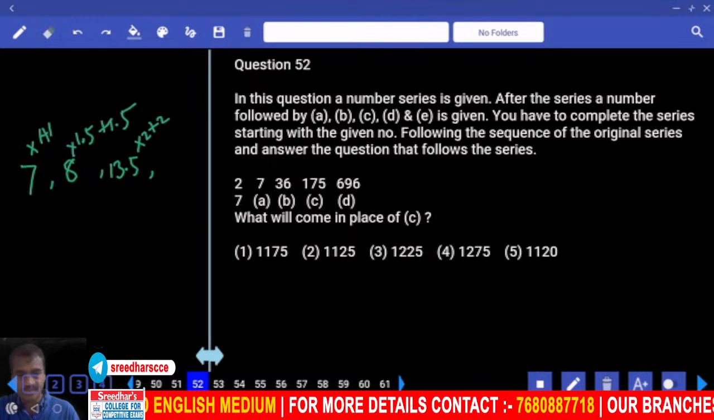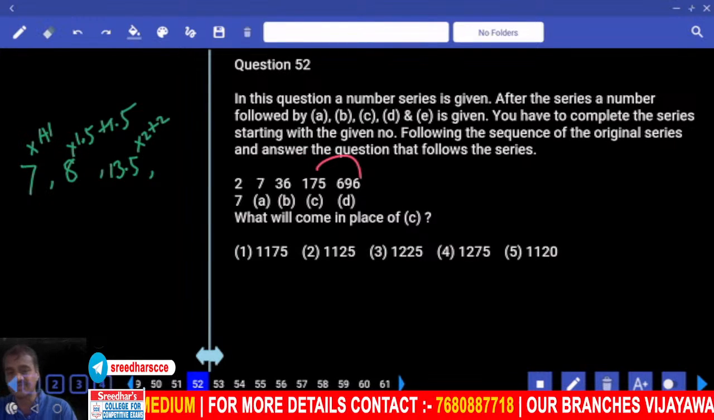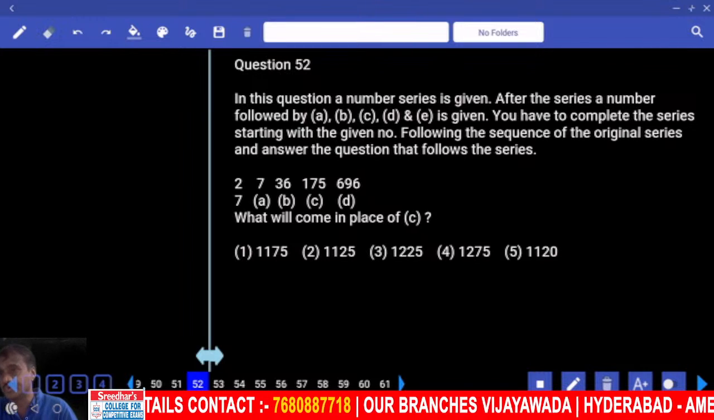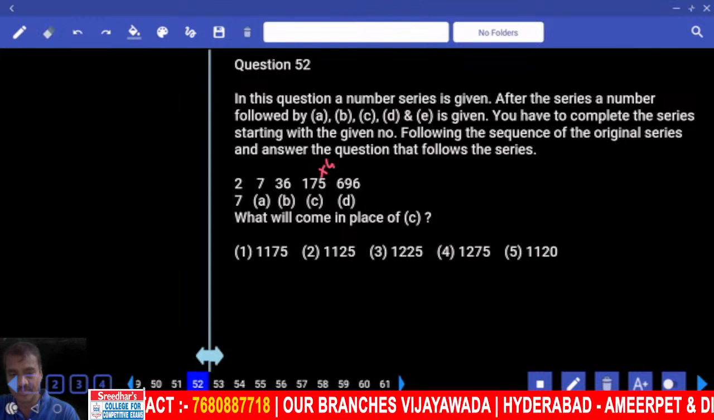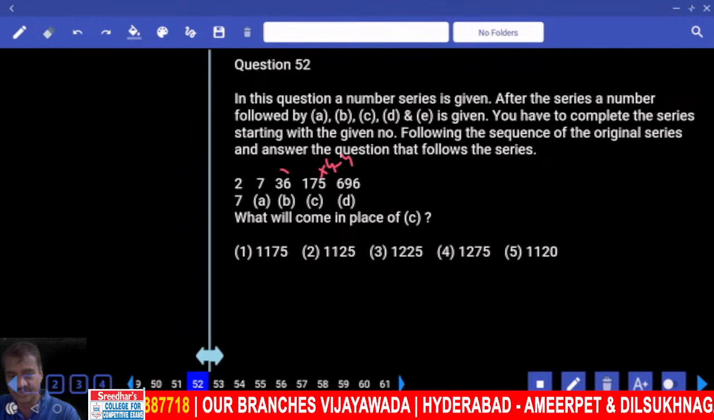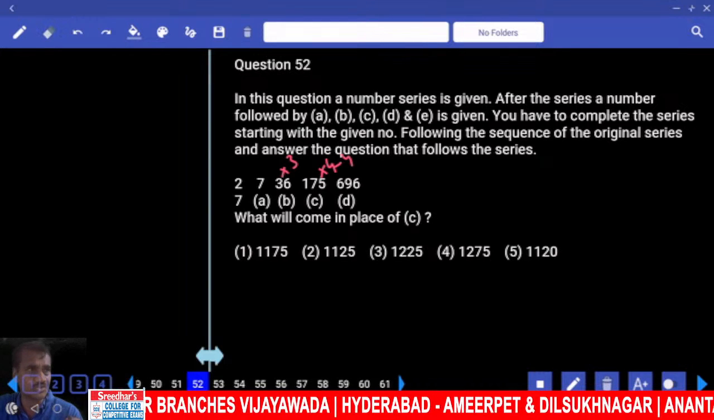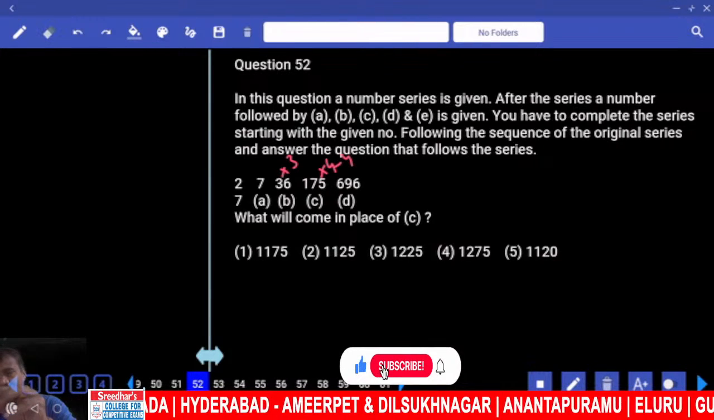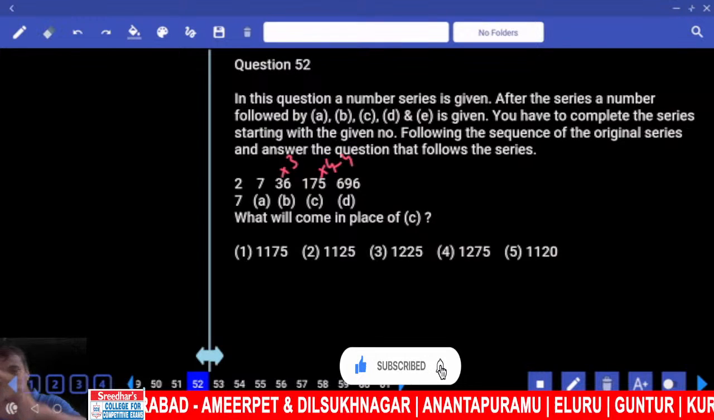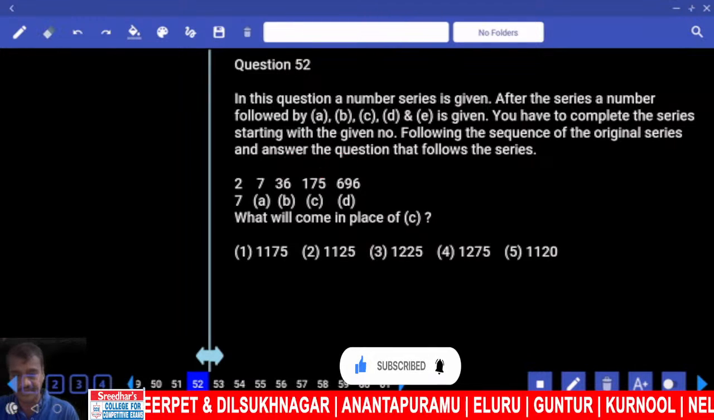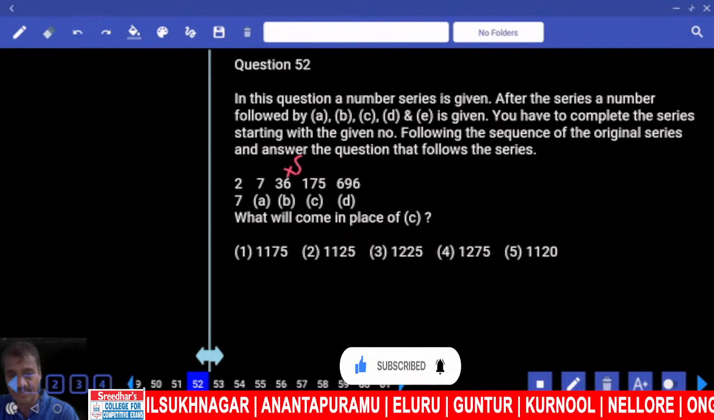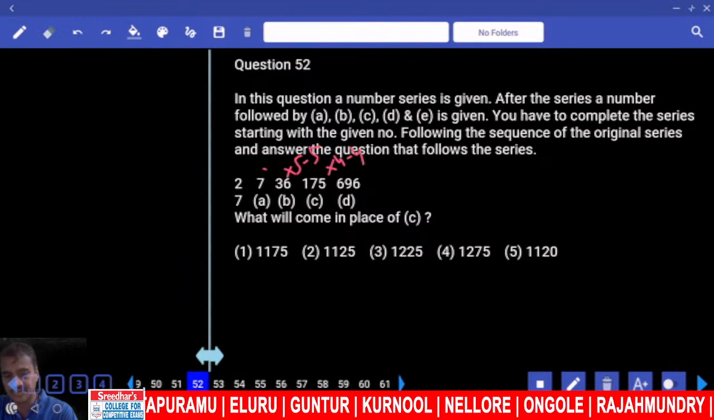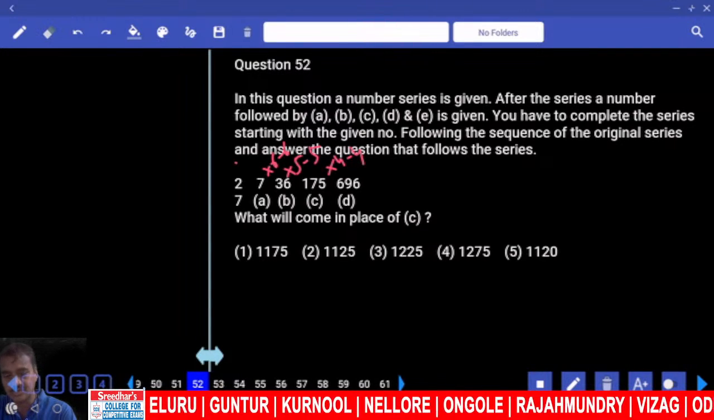Then 52, now the numbers 175 to 696. The number has been multiplied by how many times? 4 times. Now this is into 4 minus 4. Now this one into 3, and 36 into 3 is so much. Now into 5, 36 into 5 is 180. Now this is into 5 minus 5, into 4 minus 4. Then the next one into 6 minus 6, into 7 minus 7.